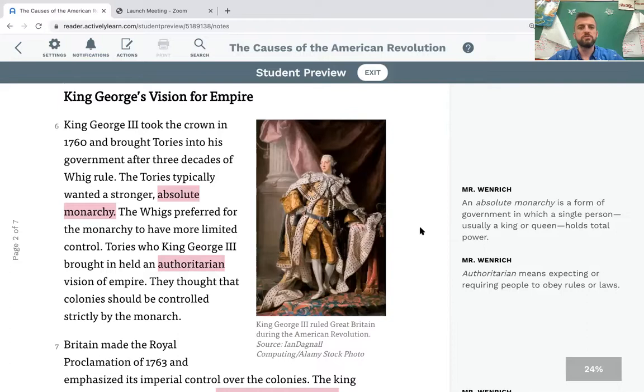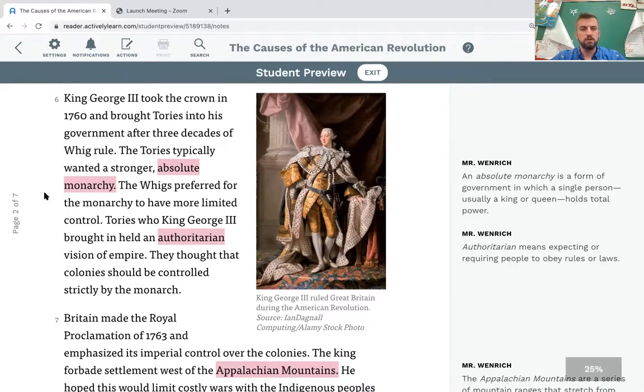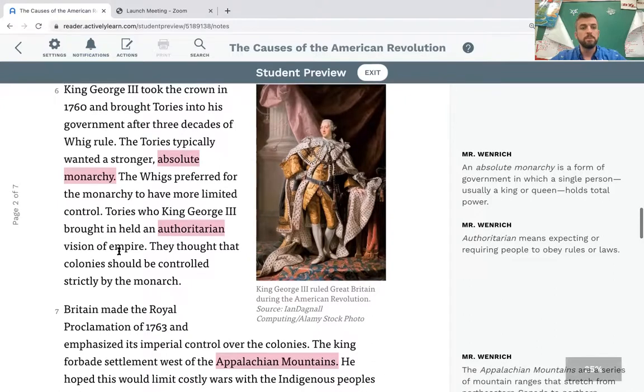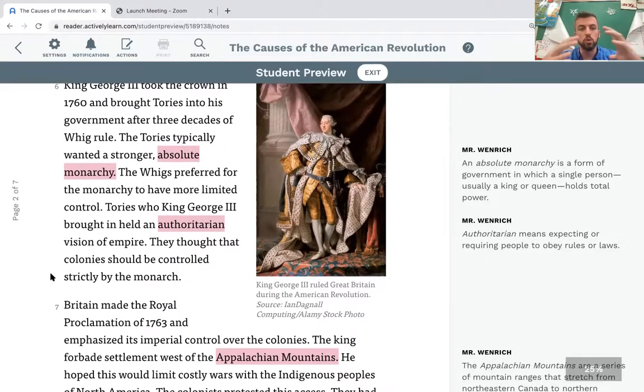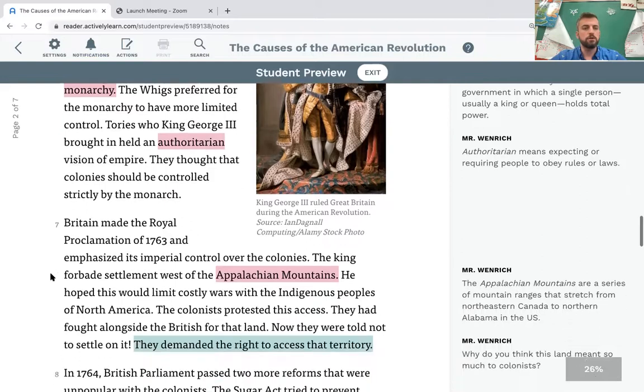King George's vision for empire. King George III took the crown in 1760 and brought Tories into his government after three decades of Whig rule. The Tories typically wanted a stronger absolute monarchy. The Whigs preferred for the monarchy to have more limited control. Tories, who King George III brought in, held an authoritarian vision of empire. They thought that colonies should be controlled strictly by the monarch.